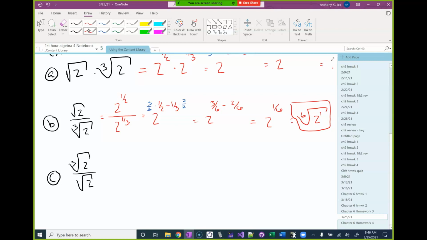So again, translate to exponential form. Since it's division, we'll apply property 4. We'll make our common denominator just like we've done before. It's the same common denominator, so I won't belabor that point. So that's going to be 2 to the 2/6 minus 3/6, which is 2 to the negative 1/6. Everybody okay so far?